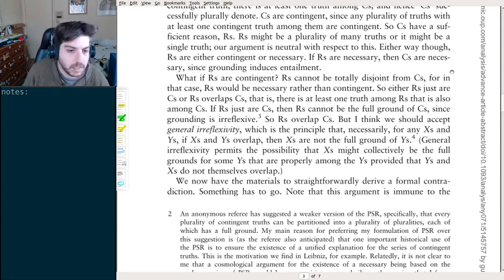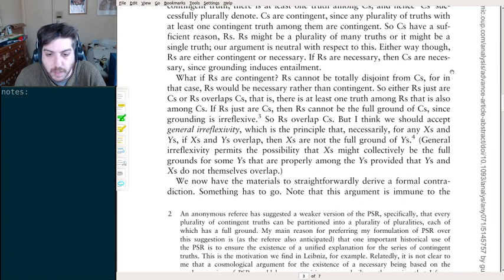But I think we should accept general irreflexivity, which is the principle that necessarily for any x's and y's, if x's and y's overlap, then x's are not the full ground of y's. General irreflexivity permits the possibility that x's might collectively be the full ground for some y's that are properly among the y's, provided the y's and x's do not themselves overlap.